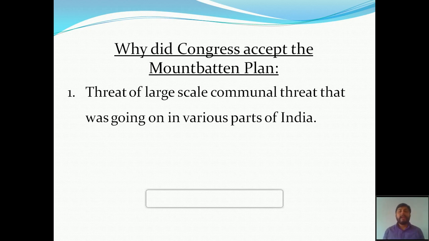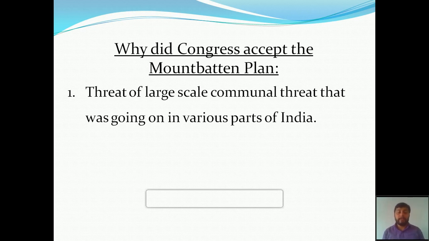So the leaders understood that if they were not accepting the Mountbatten plan, it would be something like dividing India into a number of Pakistans. So after evaluating all the political and social problems, the leaders were forced to accept the Mountbatten plan.